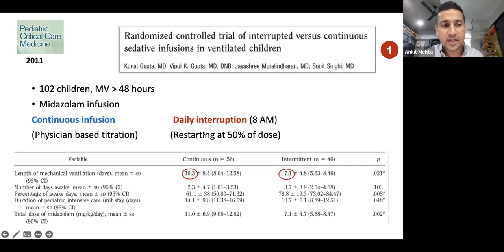So this was one of the studies, and it did tell that if you use continuous sedation, you can see the number of mechanical ventilation days. It was around 10.3 plus or minus 8.4 days, and this was around 7.1 days, which was significantly different between the two, obviously the intermittent and the continuous groups.